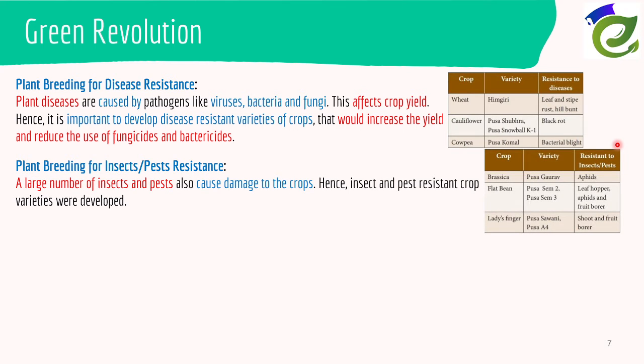Next we have the similar thing but for insects and pests. You have the crop flat beans, and the variety could be Pusa Sem 2 or Pusa Sem 3, which is resistant to insects like leaf hoppers and fruit borers. We have a lady's finger variety which is resistant to shoot and fruit borers.